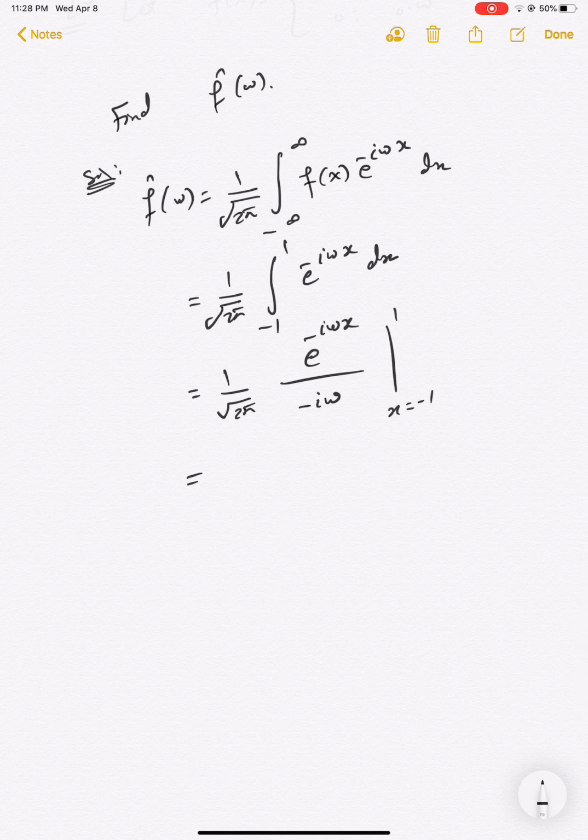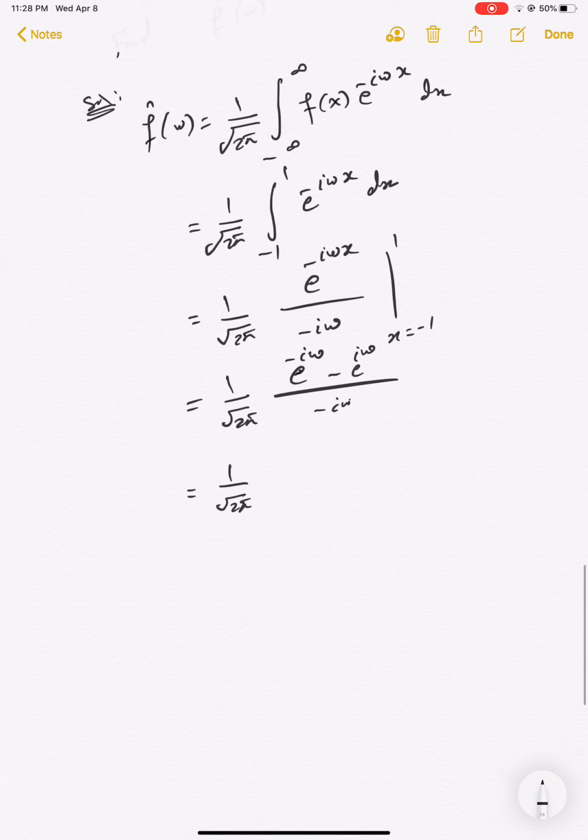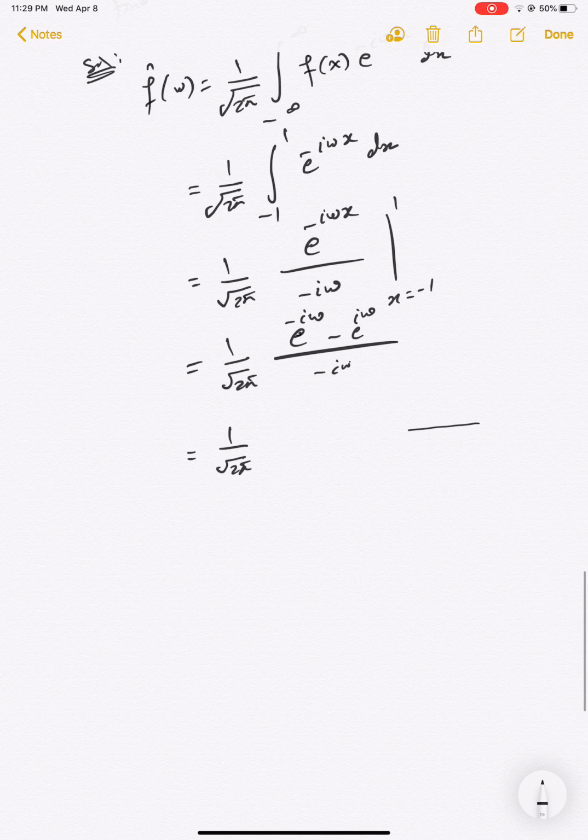Now what are these values? So this is 1 over root 2 pi. You substitute the 1, so that gives you e to the minus i omega, minus, you substitute the -1, you get e to the i omega, over negative i omega, which is 1 over root 2 pi. And now you start the simplifications, but we know these, right?